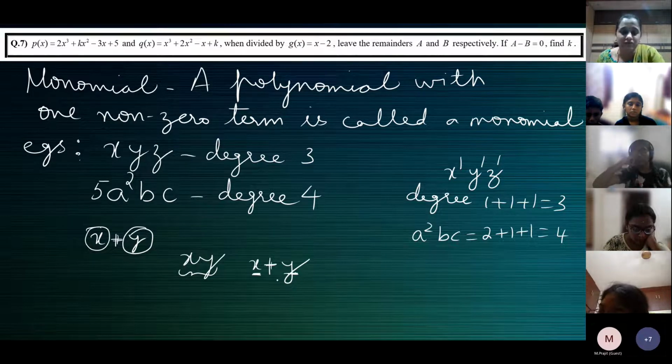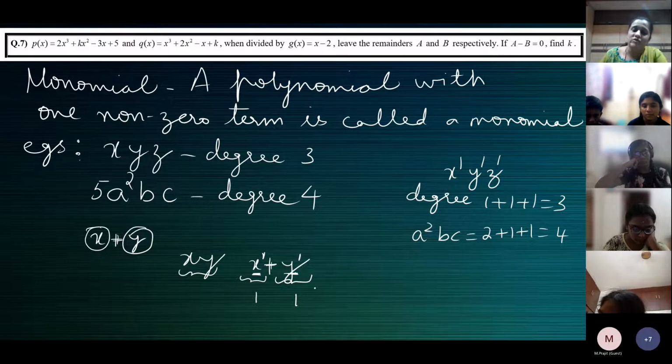Now to understand the degree of this binomial, the power of x is 1, the power of y is 1. You must consider each term. In this term, the power of the variable is 1. In this term, the power of the variable is 1. Here you should not add. Where you should add is within one term: if there are many variables in one term, you must add the powers of the variables.